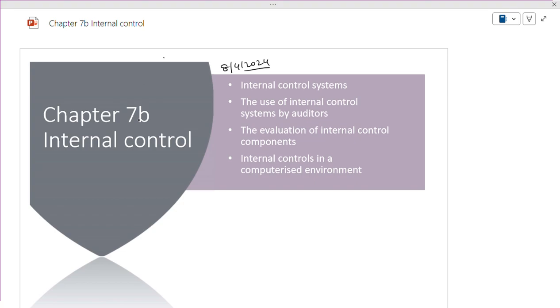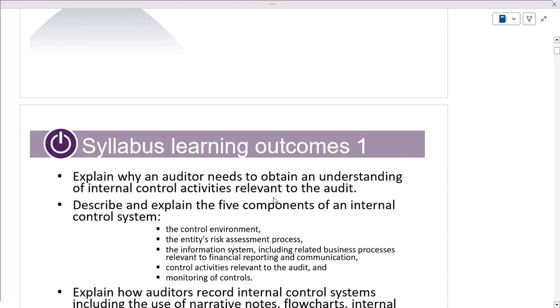The use of internal control systems by the auditors, how you are going to evaluate the components, and more importantly, internal controls in a computerized environment. Okay, internal controls in a computerized environment. These are the topics which we have to be very, very focused on. Okay, now this document will cover only specific internal controls.